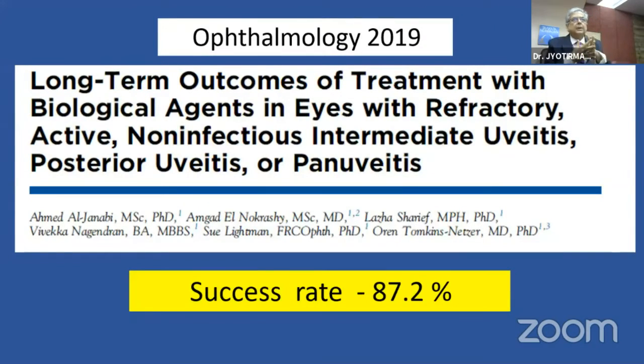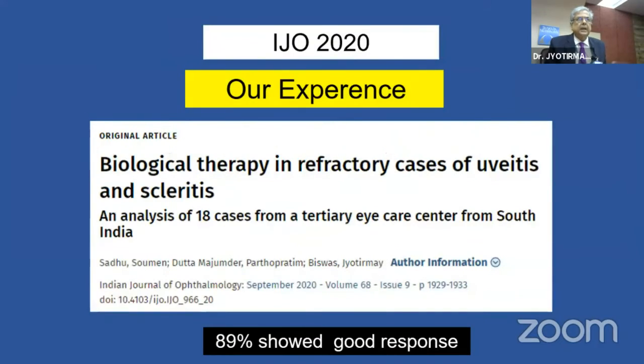So, long-term outcome of treatment with biologic agents in active non-infectious intermediate, posterior and pan-uveitis: the success rate found in a single center study was 87.2%. In our series of biologic therapy for refractory cases of uveitis and scleritis, we found 89% showed good response.